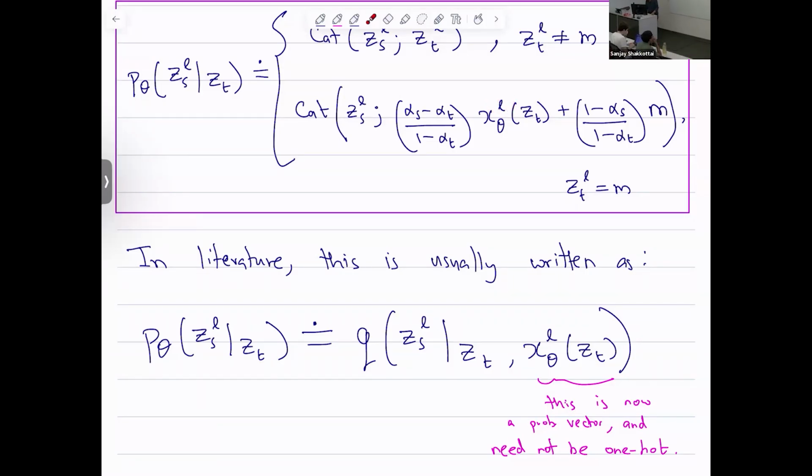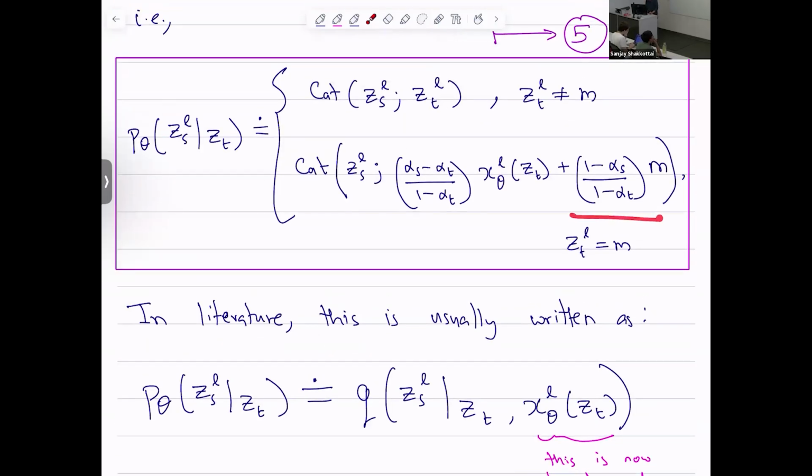So this is when ZtL equals M. Yes. Right. So I have a chance, a 1 minus alpha S over 1 minus alpha T, of staying masked. And that does not depend on L. Exactly. With equal probability, in this model, it will become unmasked according to this distribution. Precisely. You haven't learned, like, the third word.